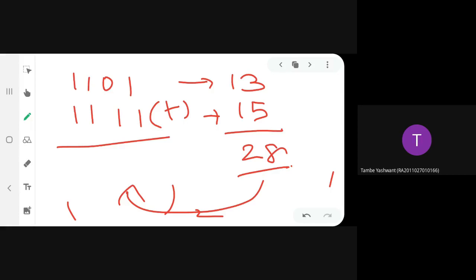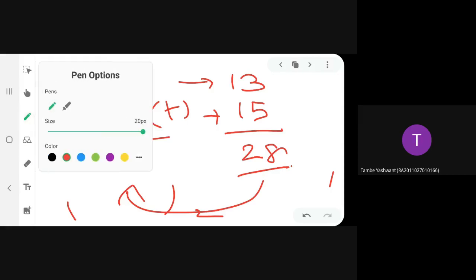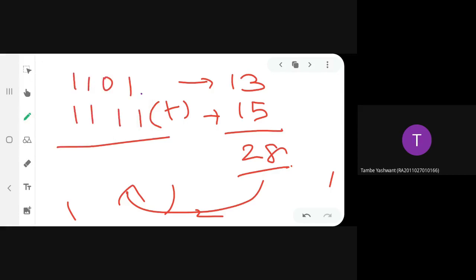So how will you do it? Tell me the answer. 1 plus 1, what is the answer? 0, with a carry of 1. Again 1 plus 1 is 0, carry 1. Then 1 plus 1 plus 1 is 1, carry 1. So 1 1.